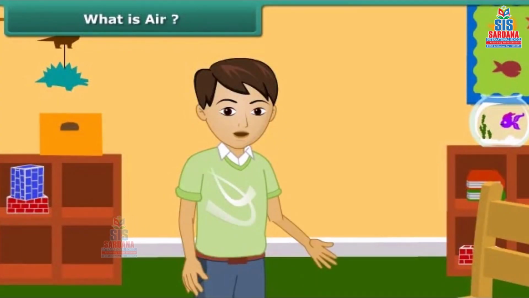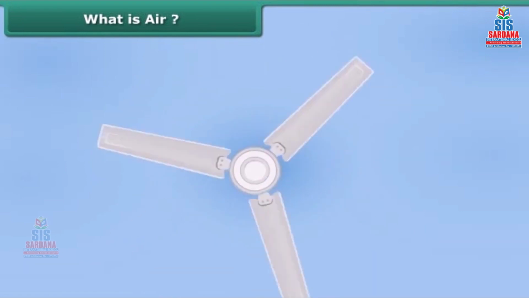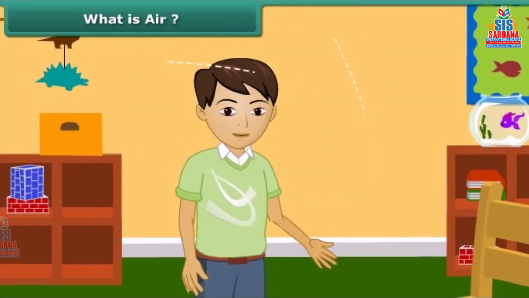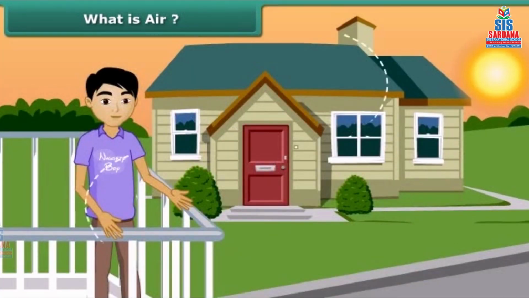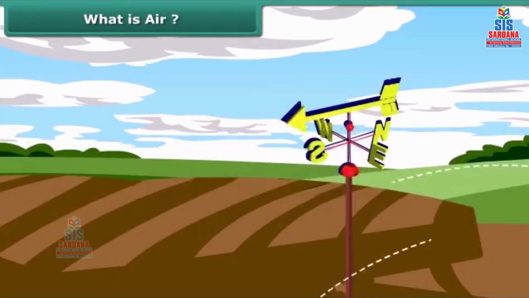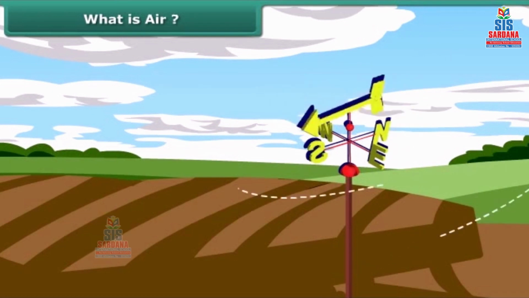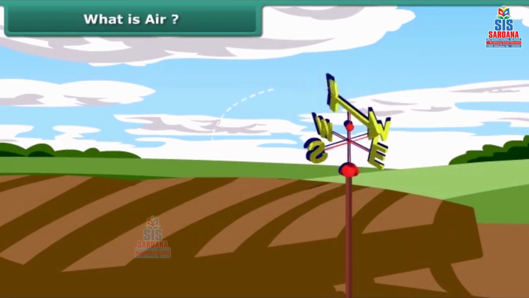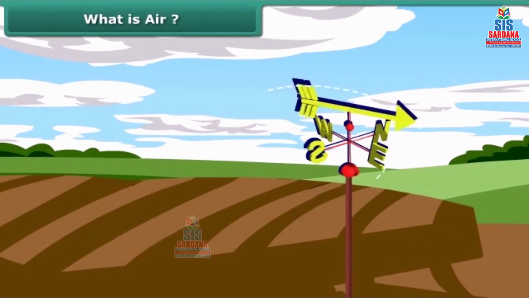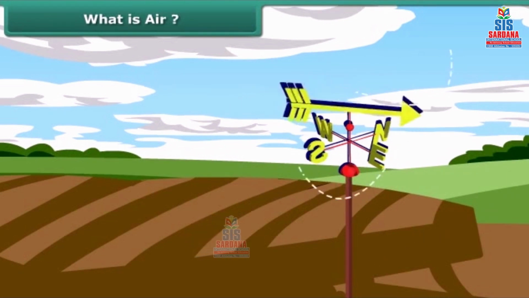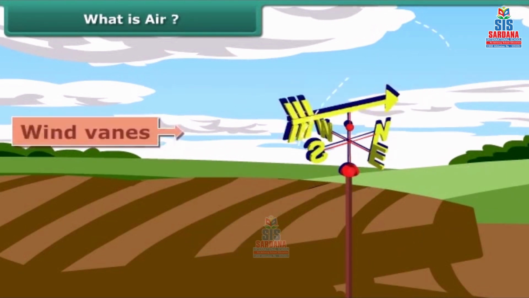Are you feeling hot due to lack of air? Now put your ceiling fan on. You can feel the presence of air. You must have sensed the nice cold breeze on a fine morning. This is also due to movement of air. This moving air is called wind. We can know the direction of wind with the help of wind vanes.